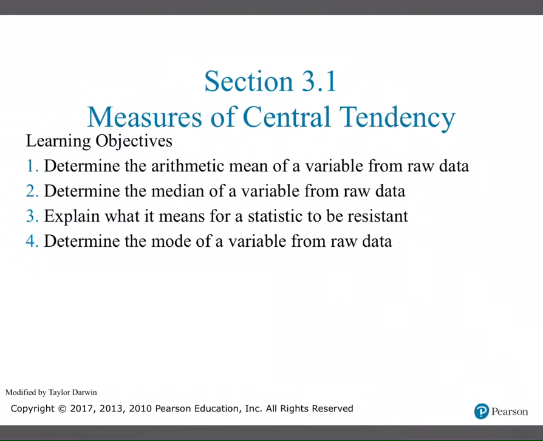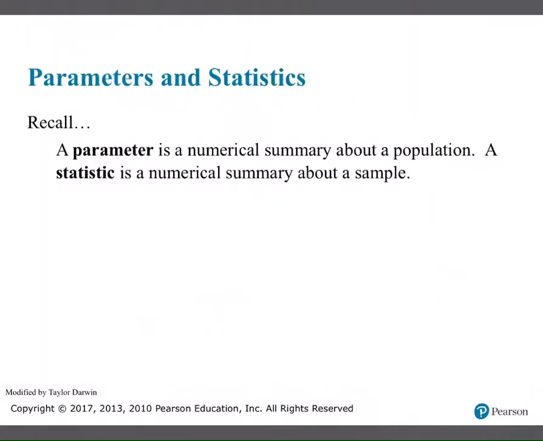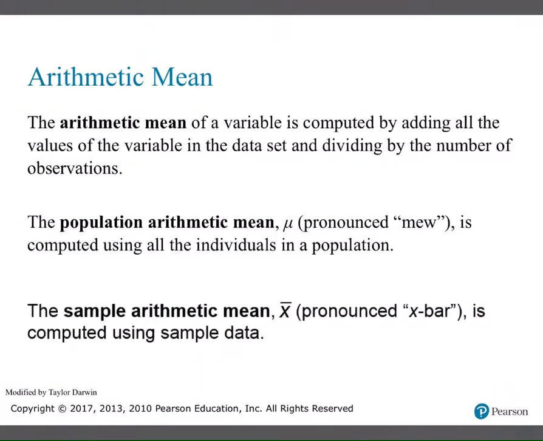And you can expect in this section to learn what the arithmetic mean is, a median, what it means for a statistic to be resistant, and the mode. Just as a recap, we have already talked about this, but a parameter is a numerical study about a population, and a statistic is a numerical study about a sample. So there are a couple terms that you need to be familiar with.